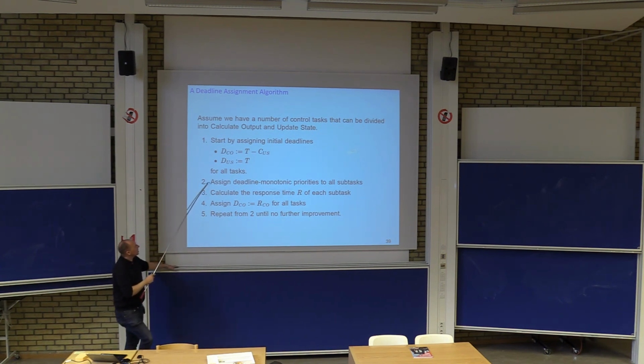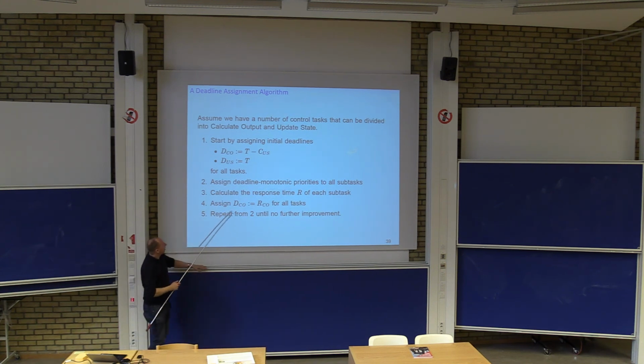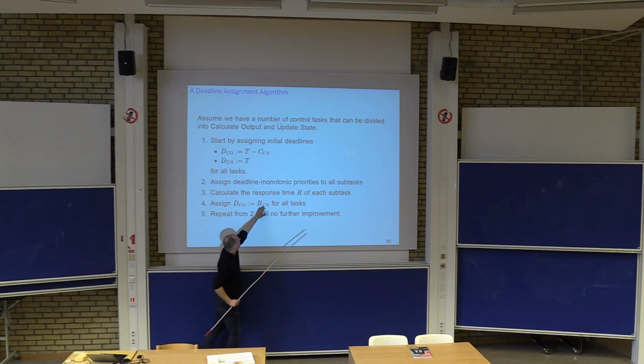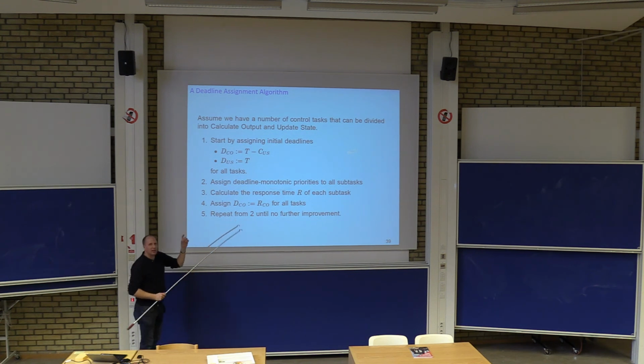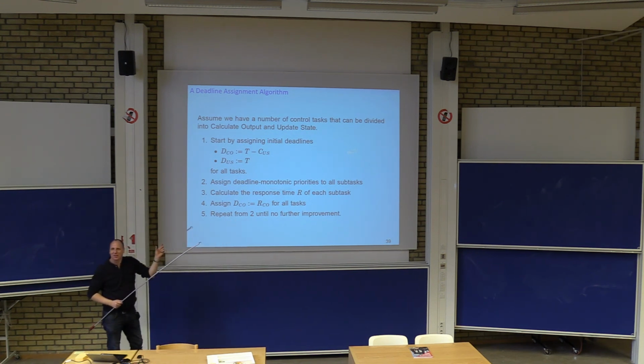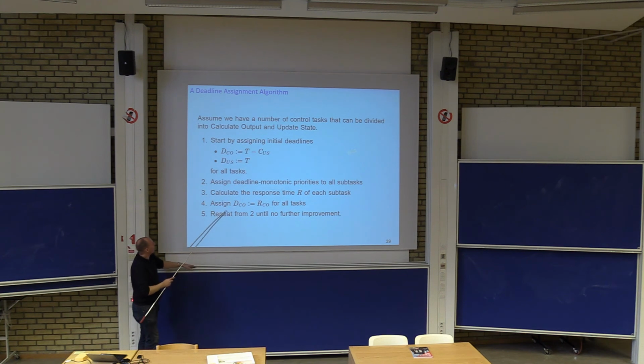Okay, so we assign priorities in this way, and then we calculate the response time the way we did previously. We calculate the exact response time for all tasks. Then we get a new response time for the calculate output, and we set this as the deadline again. So we'll have a new deadline, which means that the deadline might be tighter, right? And then we repeat here again.